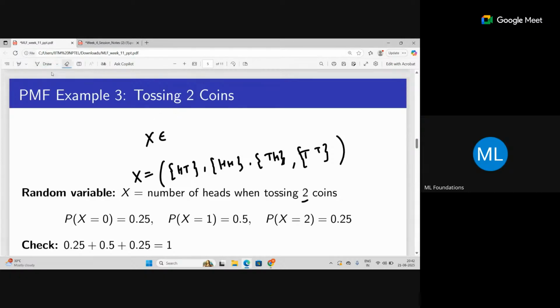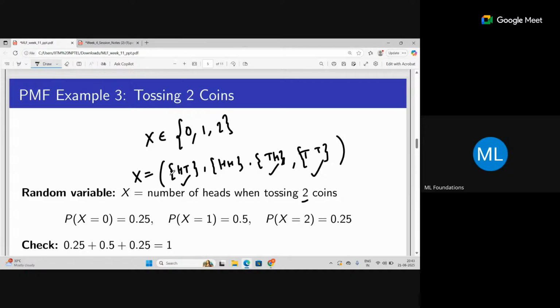So I can get zero heads. What is that outcome? TT. If I get one head, which are those two outcomes? HT or TH, right? That is one. And if I get two heads, right? Apart from that, x will not take any values.